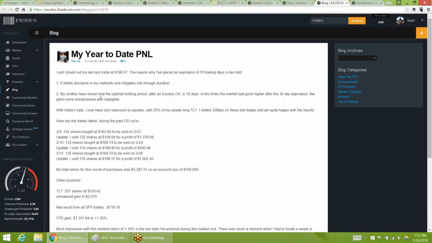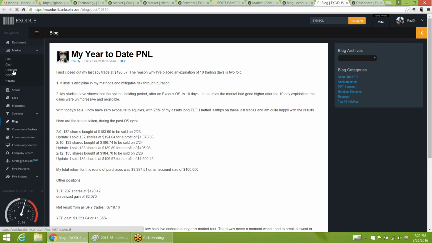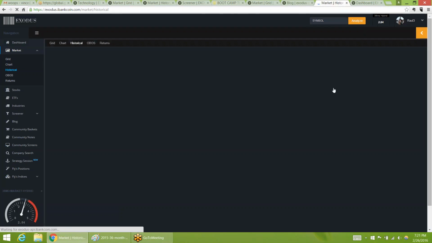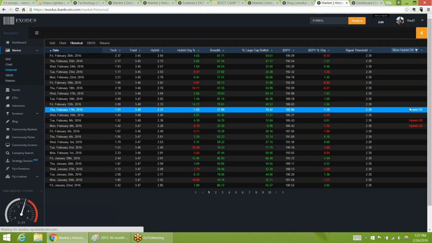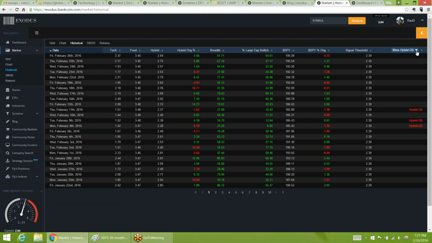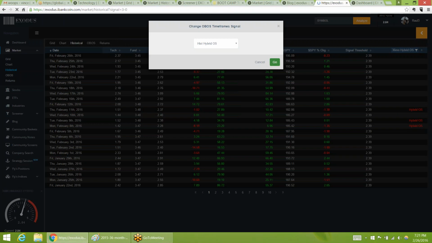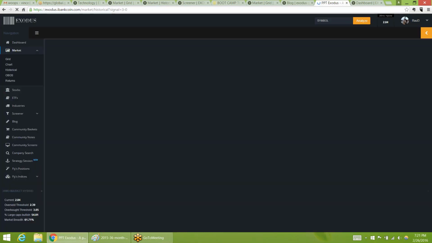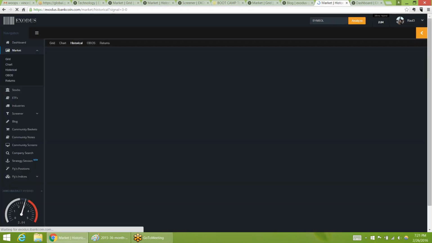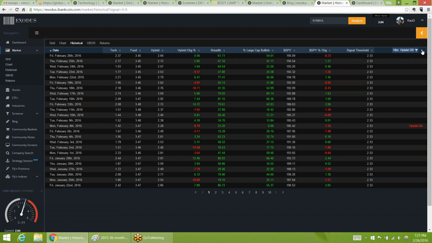So it's all being done live. None of the thresholds are adjusted manually. And if you go to this historical tab on the market grid, you can see when every single hybrid oversold has ever occurred. And if you click it and you put it to historical hybrid oversold, now you're going to see every single signal that has been generated since the software was started.